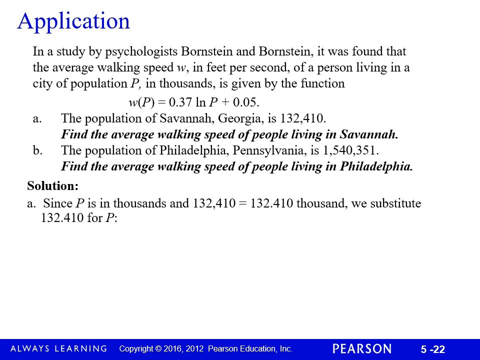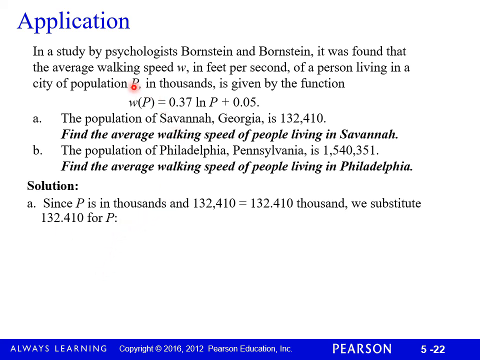In a study by psychologists Bornstein and Bornstein, it was found that the average walking speed in feet per second of a person living in a city of population P in thousands is given by the function W of P equals 0.37 log of P plus 0.05. The population of Savannah, Georgia is 132,410. Find the average walking speed of people living in Savannah. The population of Philadelphia is 1,540,000. Find the walking speed of people living in Philadelphia. We've already got the beginning of the answer here.